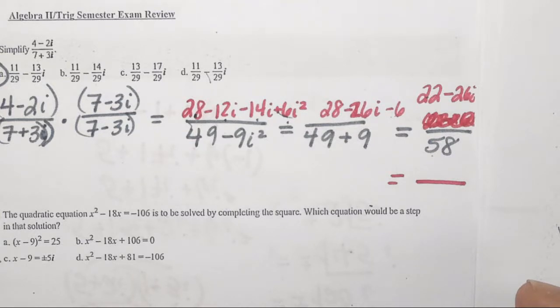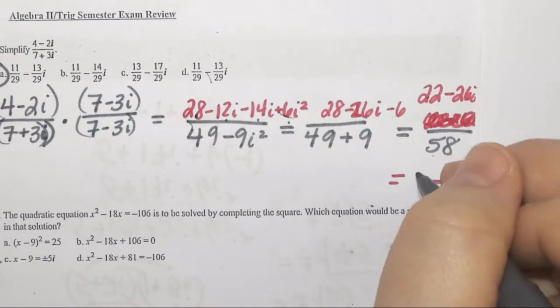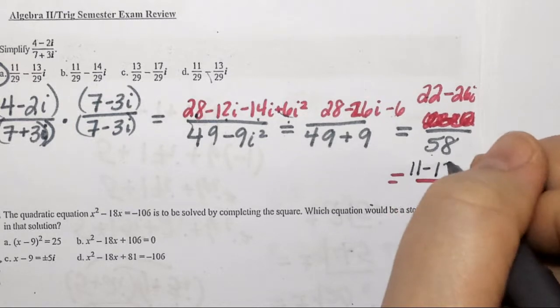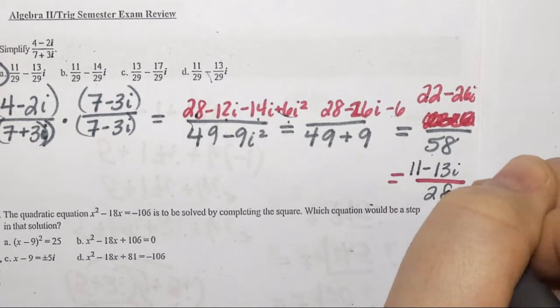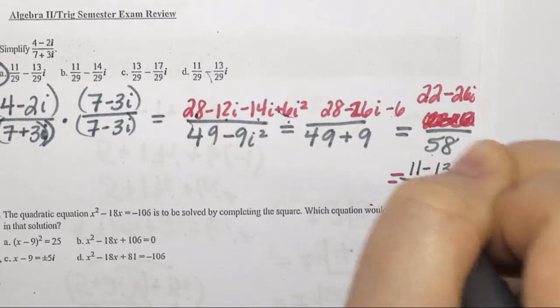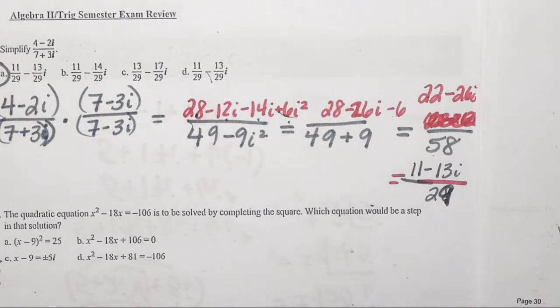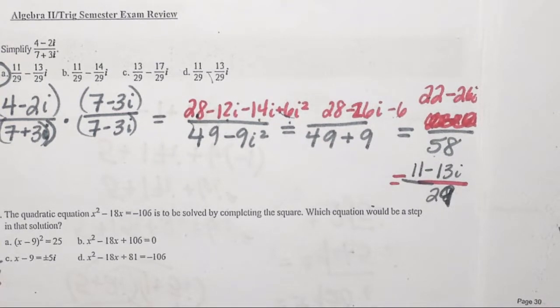What are they all divisible by? 2. So really, if everybody's divided by 2, I have 11 minus 13i over 29. I can divide by 2 today. Hence why the answer choice is supposed to be A. There's something I'm supposed to add to D. Why is that? I was supposed to correct it before we did this problem.